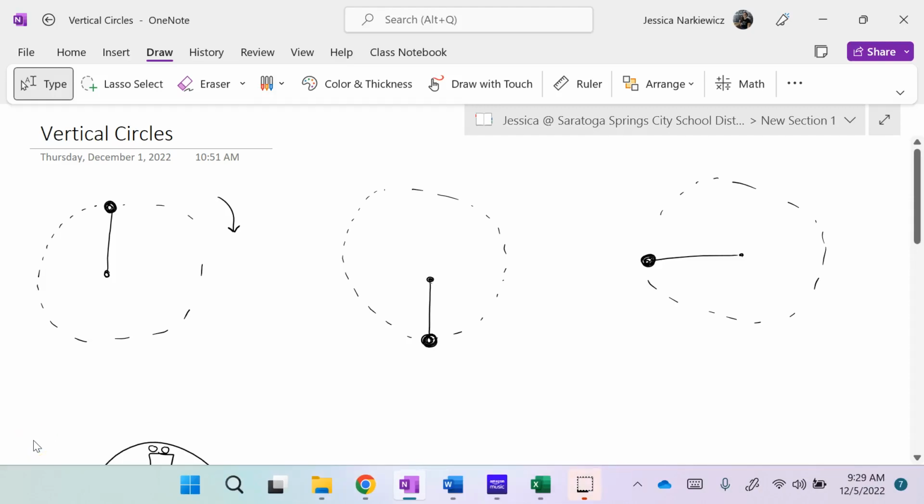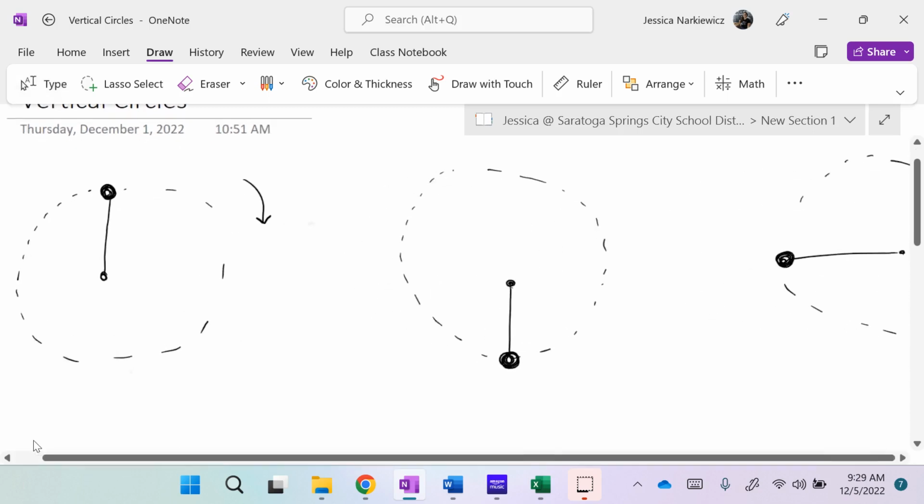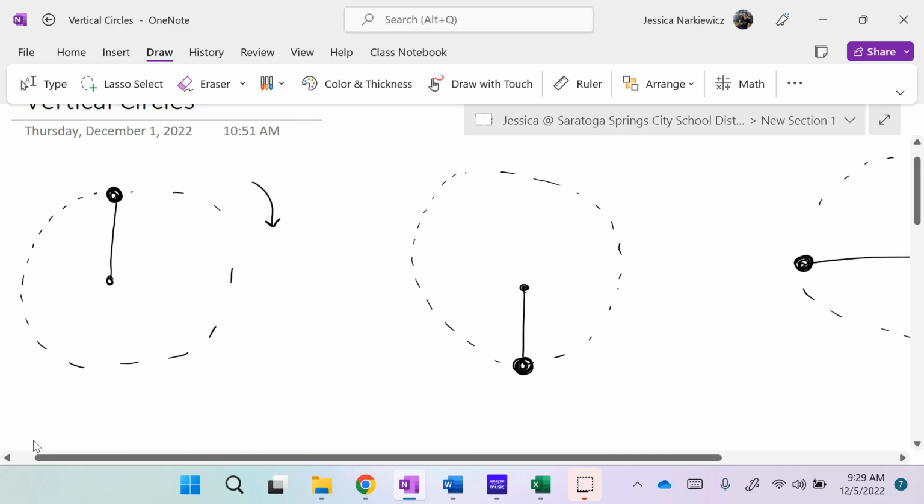Okay, here we are going to review vertical circles, so objects moving in a nice vertical circle. Now, what makes these a little bit different than horizontal circles is we often have more than one force combining to give us our net centripetal force, and we're also dealing with the force of gravity acting on the object.